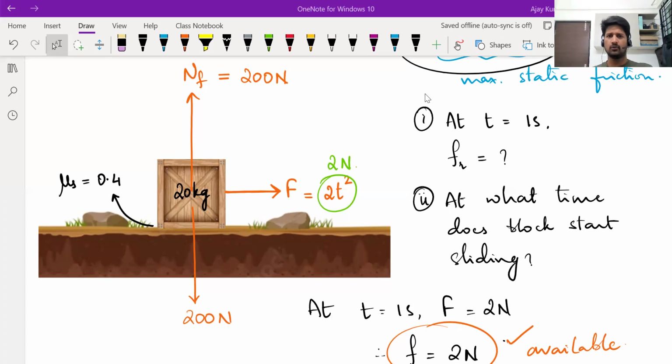Sir, the force which is on the right. The force F equal to 2t square is what is trying to make the block slide. What is preventing the block from sliding? Friction and the normal force. How do you say a normal force is preventing the block from sliding?